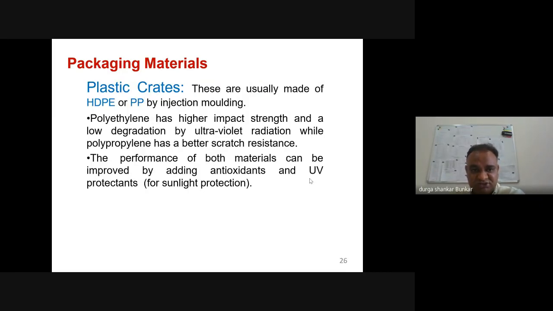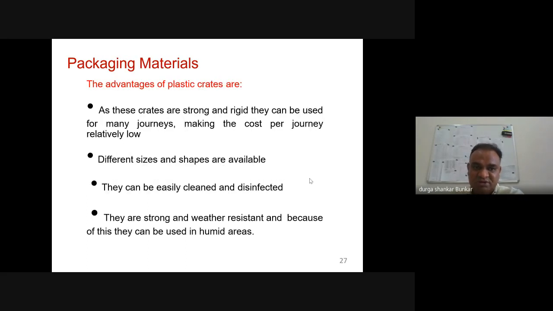So it's a kind of plastic crate, and the performance of the plastic crate is much better because we can use this material as a low cost packaging material also, and we can use some kind of protectants like UV lights or reducing the microbial load. So these are some examples. Different sizes and shapes are available, and it is easy to clean and disinfect.